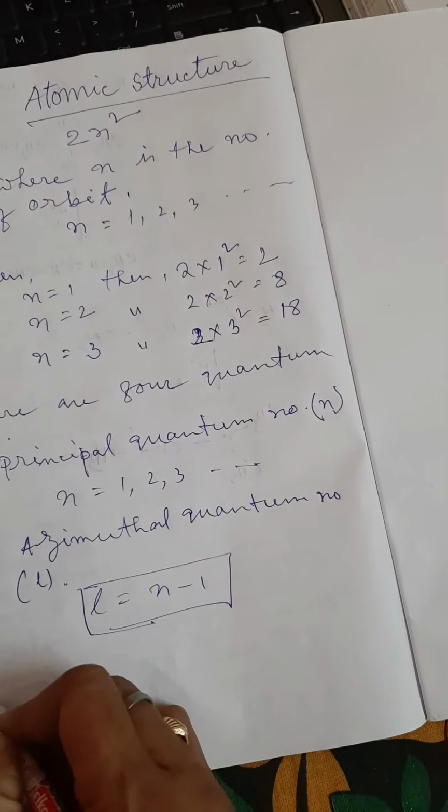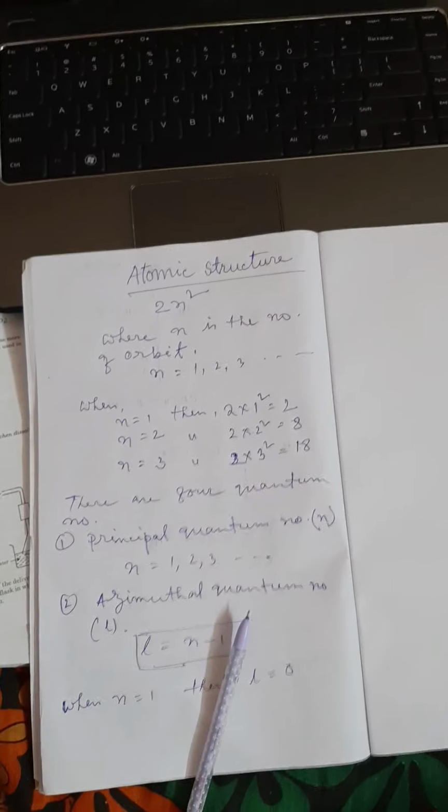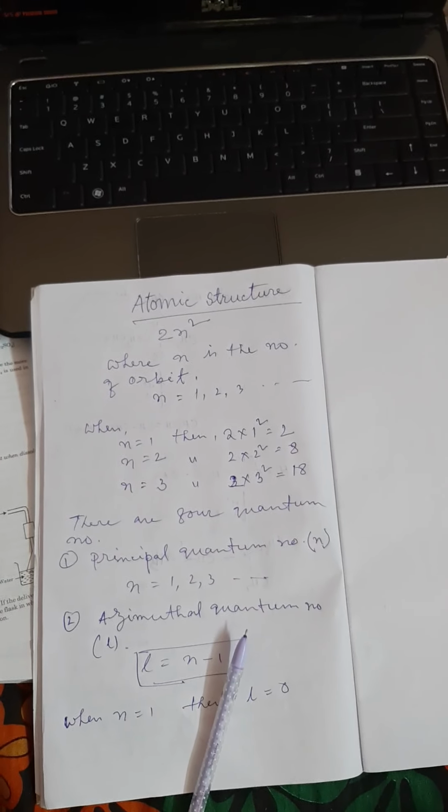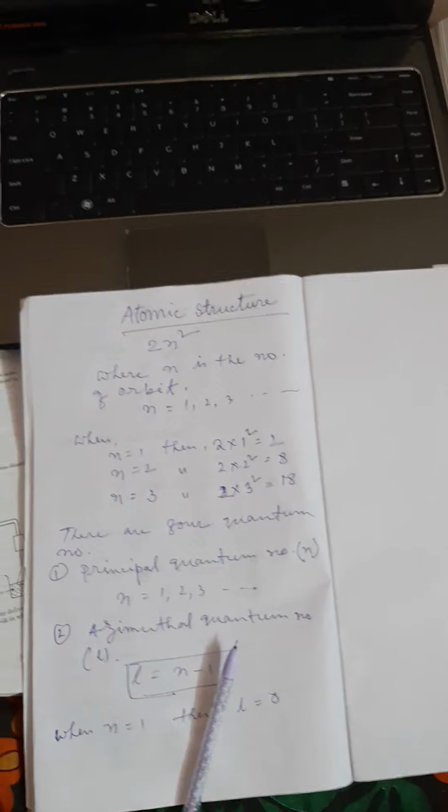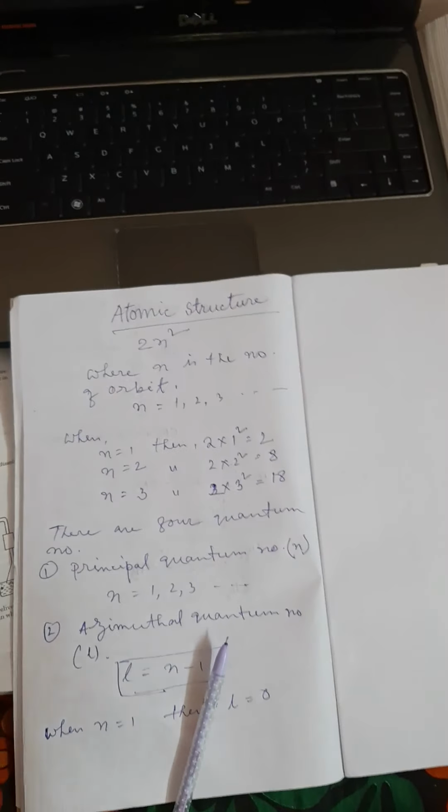When n equals 1, then l equals 0. How many digits are there? There are 10 digits, you know: 0, 1, 2, 3, 4, 5, 6, 7, 8, 9. So 0 is counted as one. And the subshells in your syllabus up to BSc honors are s, p, d, f. S subshell, p subshell, d subshell, f subshell.